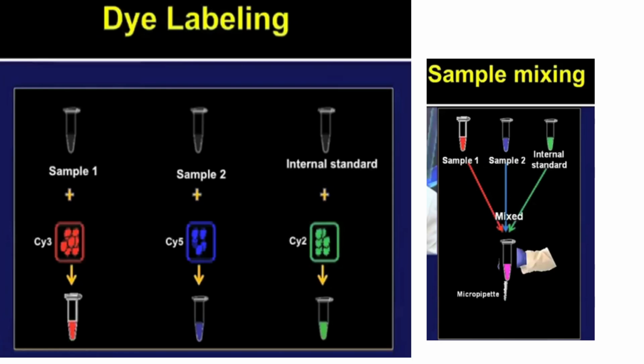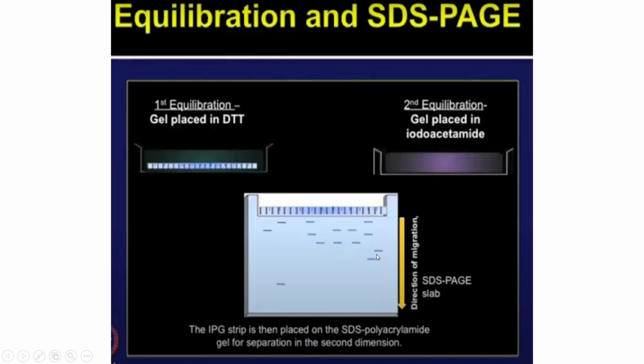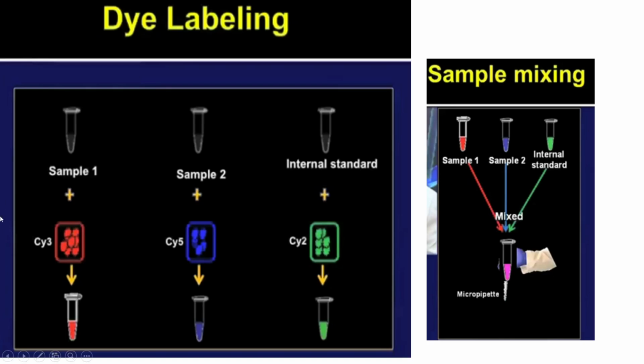But using these dyes is a little expensive, so if there is good enough funding, then people go for DIGE. If not, then people go for two-dimensional gel electrophoresis. Once you have these three samples labeled with a certain dye, you will mix them together. Now this will be loaded into the gel like this. Then isoelectric focusing will be done. It is similar to that of 2DE, but the initial sample preparation itself has certain differences. That's the reason it's called differential gel electrophoresis.